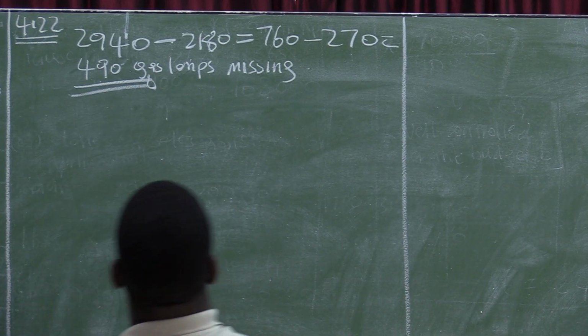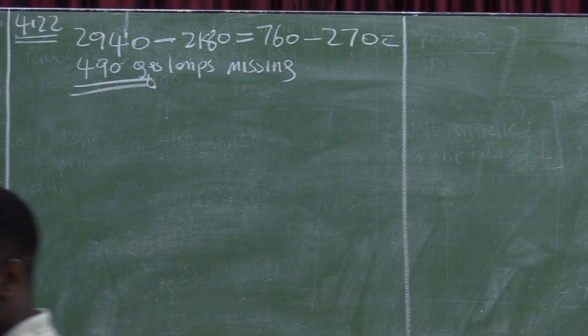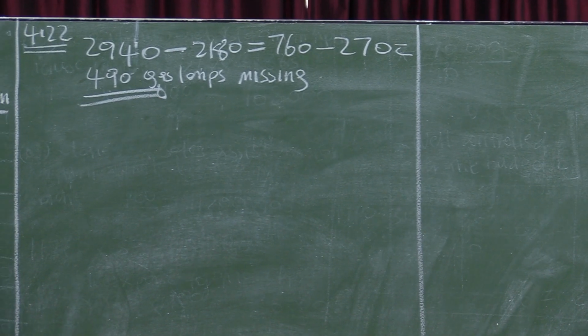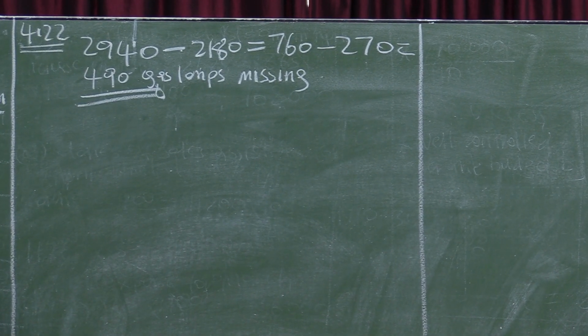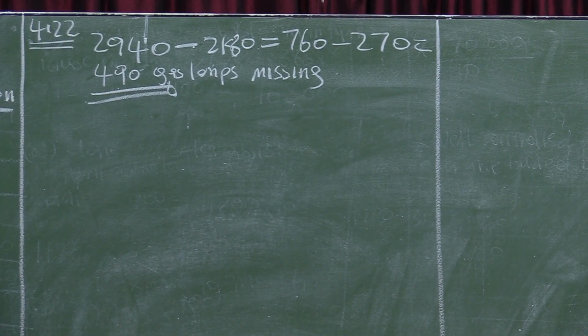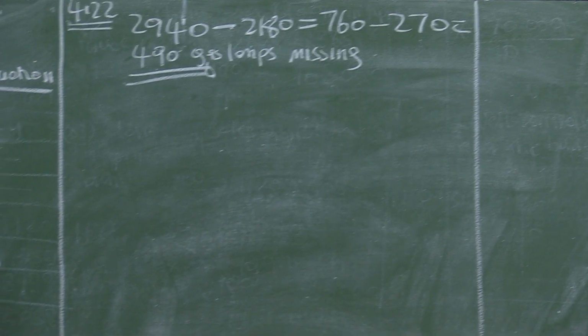So this question saying that Alex suspects that the stock of gas lamps are not well controlled, calculate the number of gas lamps missing. It's 490 that has gone missing. People are stealing the gas lamps.